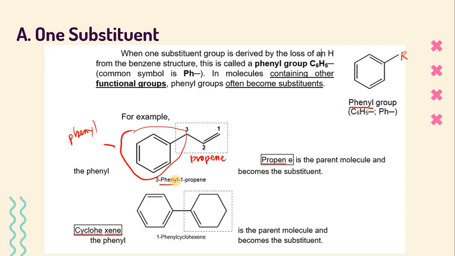So 3-phenyl-1-propene. Also for this one, we have cyclohexene. This is a cyclohexene, the one that is written in the box. And then this one, a familiar structure, also has a phenyl.